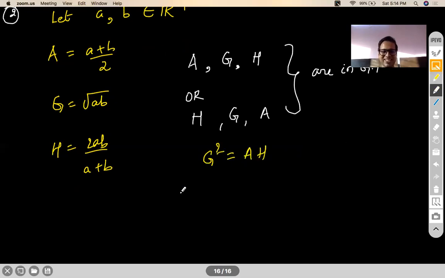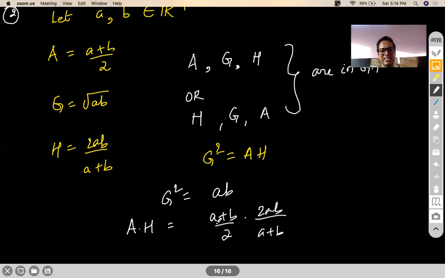We can prove it. What is G square? G square is AB. What is A into H? A is nothing but (A plus B) by 2. H is nothing but 2AB by (A plus B). So 2 gets cancelled, A plus B gets cancelled, so you get AB again. So what does it mean? It means G square is equal to A into H.